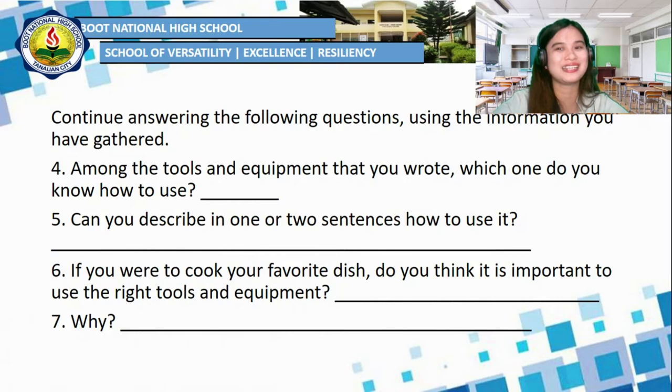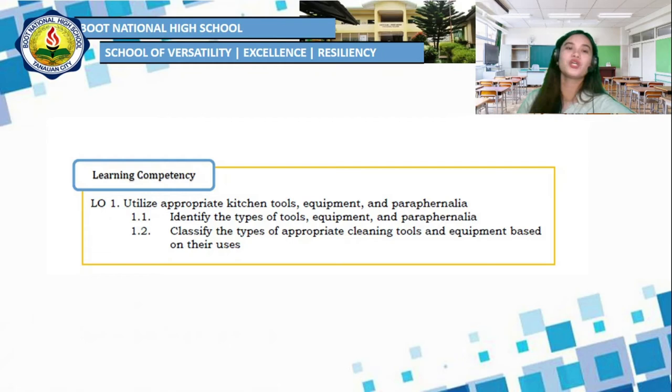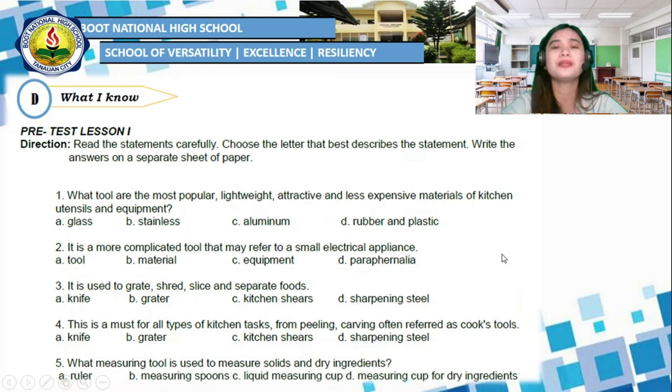We are going to have the learning competency. The learning objective number one is to utilize the appropriate kitchen tools, equipment, and paraphernalia. Identify the types of tools, equipment, and paraphernalia. Classify the types of appropriate cleaning tools and equipment based on their uses. Okay, now class, let's have here our pretest. Please write on your answer sheet letter D. Please don't forget to have this one.